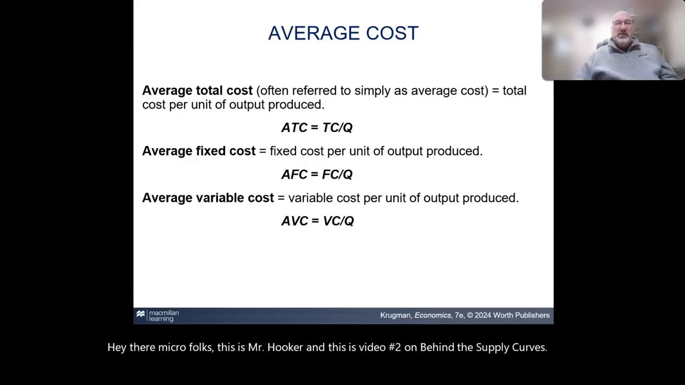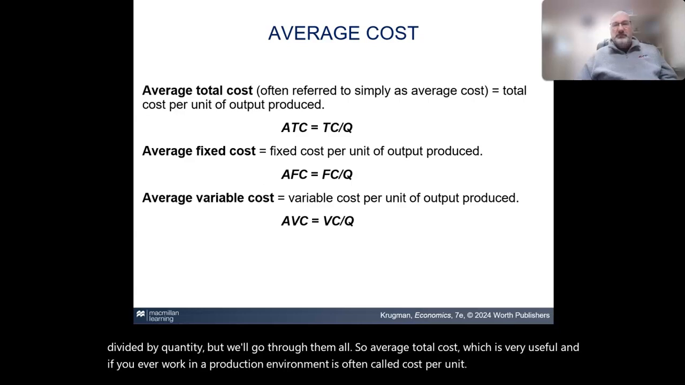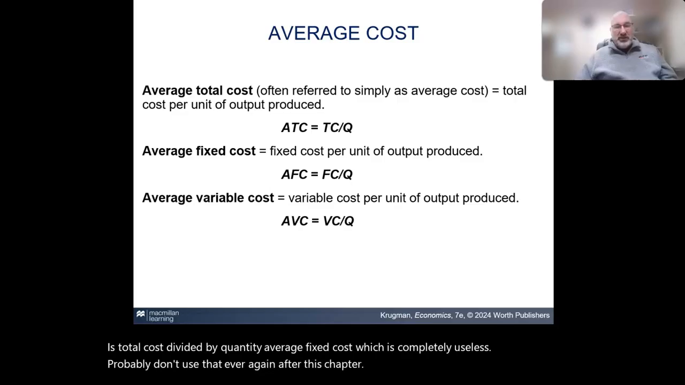Let's go. So, looking at average cost, we got a few different ones, and it's all just take the cost divided by quantity, but we'll go through them all. So, average total cost, which is very useful, and if you ever work in a production environment, is often called cost per unit, is total cost divided by quantity. Average fixed cost, which is completely useless. Probably don't use that ever again after this chapter, is fixed cost divided by quantity.